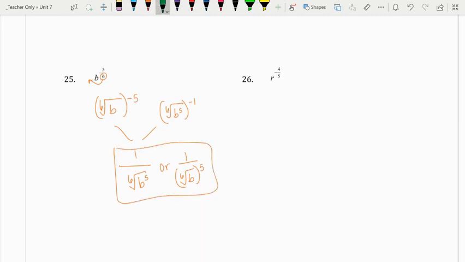So number 26 is actually done the exact same way. We're going to take the 5, throw it out in front. So we have the 5th root of r to the -4th. So we need to throw it in the denominator, and we have the 5th root of r to the 4th in the denominator. Or, remember, the 5th root of r and then to the 4th. Both are the same.